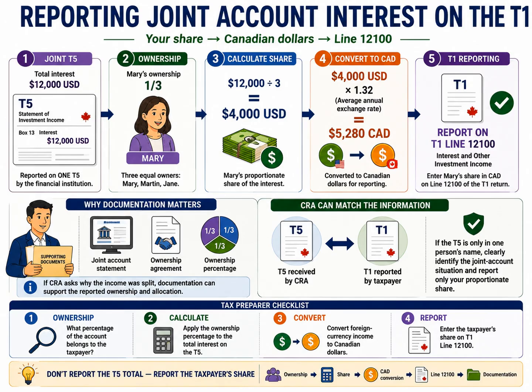The next step is the T1 return. The Canadian dollar amount is reported on line 12,100, interest and other investment income. So the complete flow is: start with the joint T5, determine Mary's ownership percentage, calculate her share, convert that share to Canadian dollars, and then report the Canadian dollar amount on line 12,100.